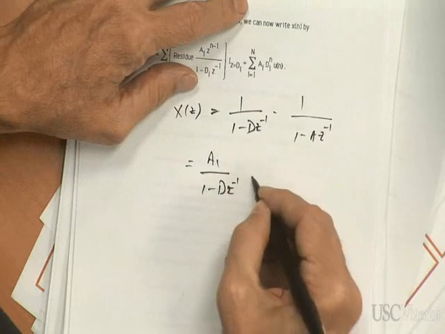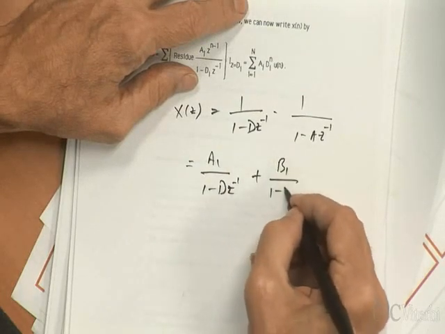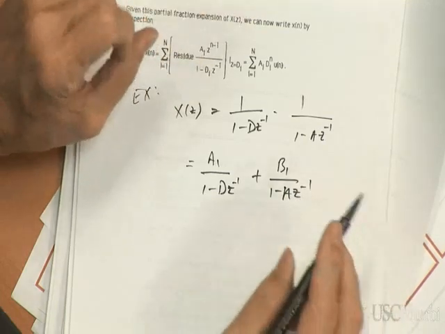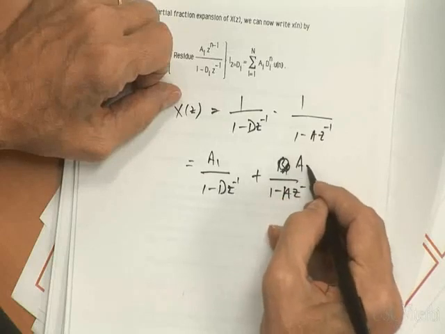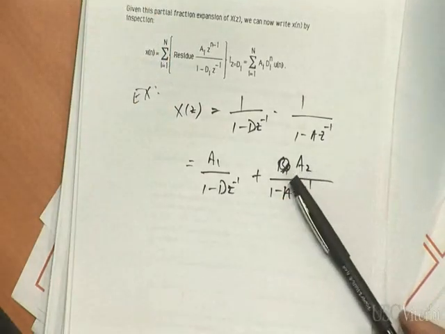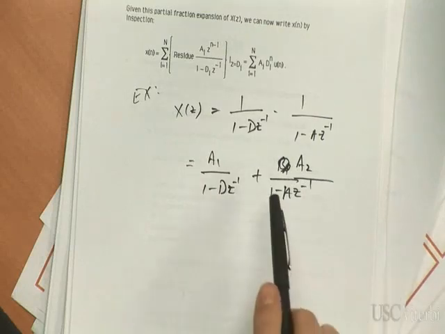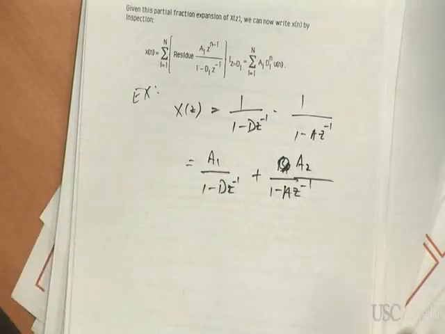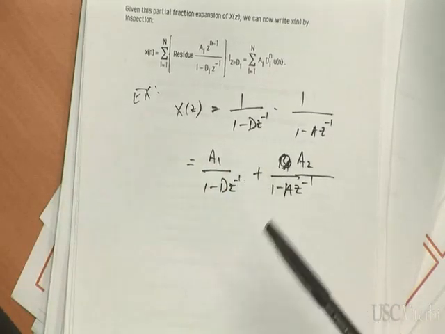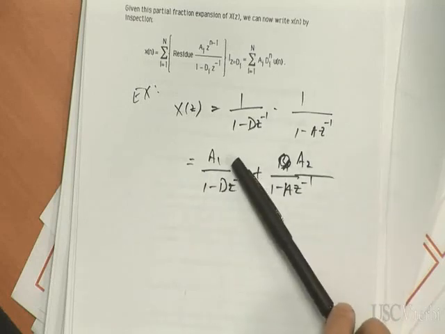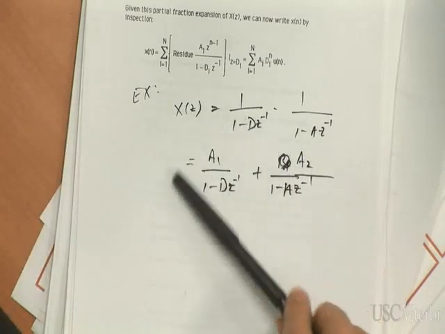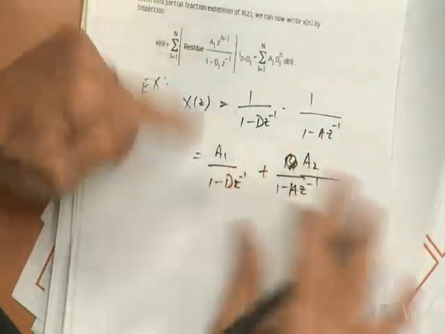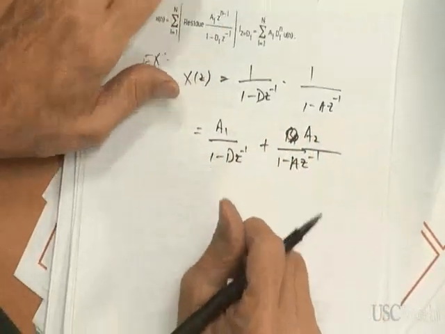1 minus a2 z inverse, I call that a2 just so I don't get screwed up in my notes. The advantage of doing this is that you now know what the inverse transforms of these are. Of course, it depends on the ROC, and I'll show you an example of that. But whether the ROC is exterior or interior, you know the form for each of these. So now you can write the z transform as a sum of the two appropriate sequences.